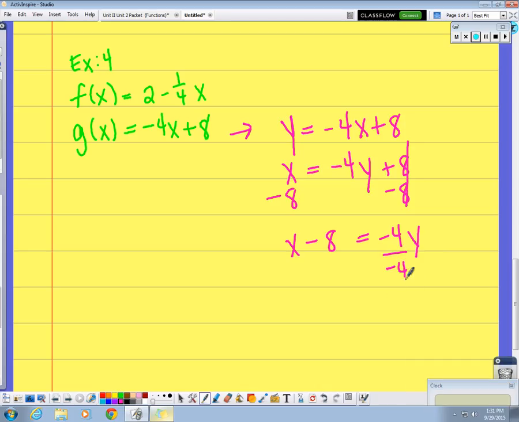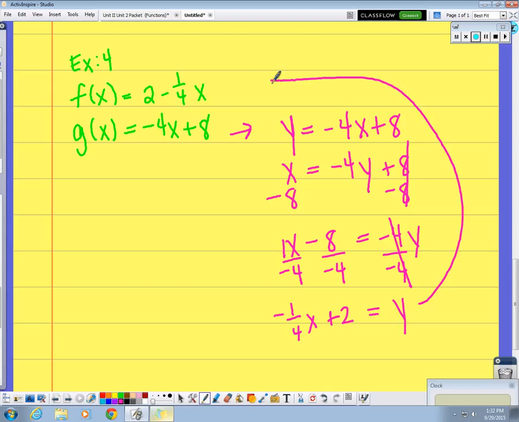Divide by the negative 4. Over here it cancels and just leaves y by itself like we wanted. When I divide that by negative 4, isn't there a 1 there? So that's negative 1/4 x. When I divide that by negative 4, what is negative 8 over negative 4? What's a negative divided by a negative? And what's 8 divided by 4? So positive 2. Does that look like the other function?